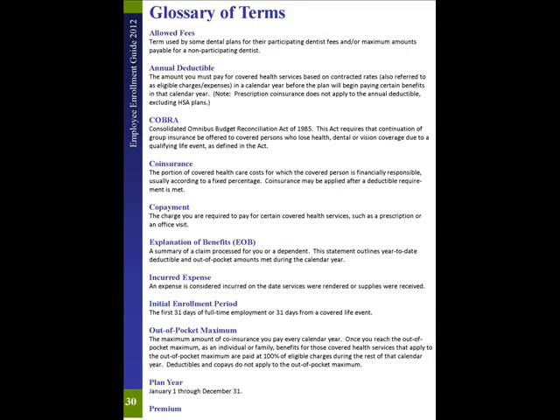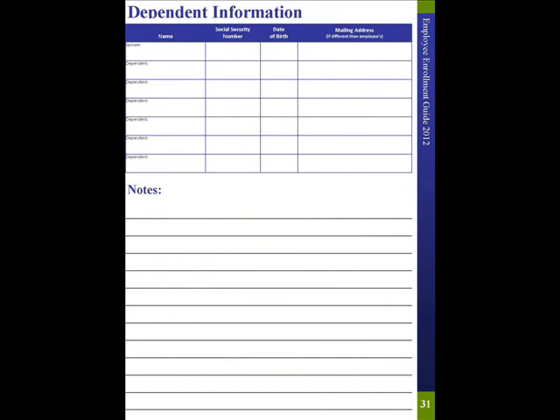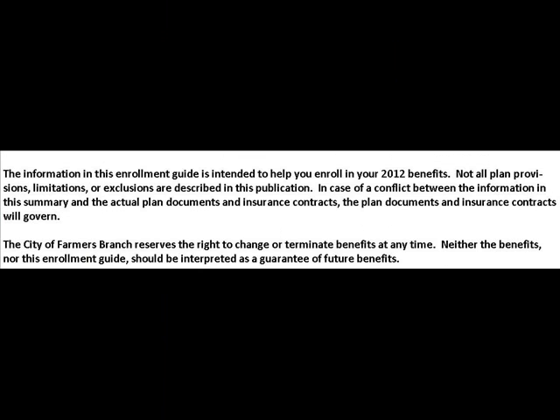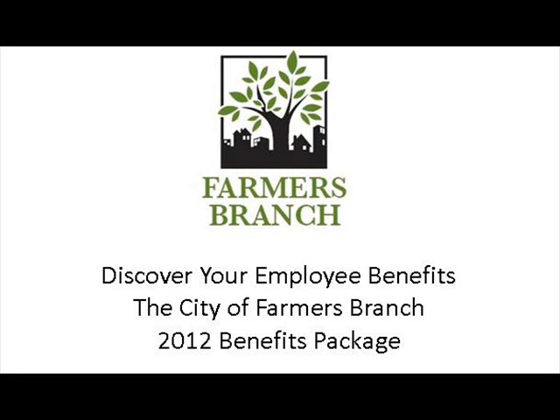Throughout the rest of this benefits guide, you will find contact information and a glossary of terms. Now that we have reviewed city benefits, you will be meeting with an HR rep to answer any of your questions. We look forward to your success at the City of Farmers Branch.